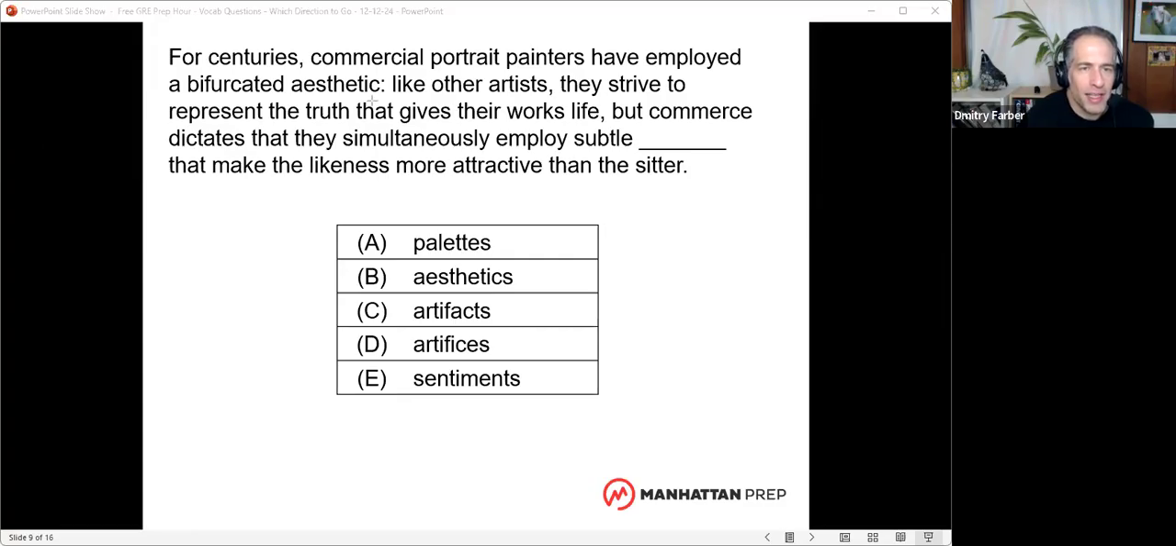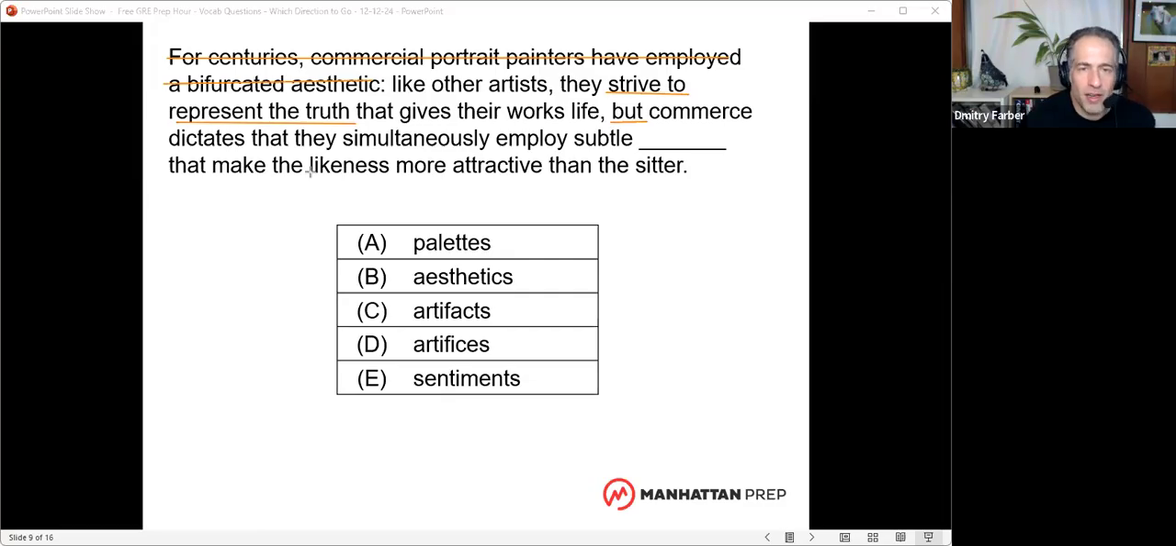Even if I hadn't, let's say I hadn't even read this part, right? Let's say this part weren't even here. If it just said, like other artists, portrait painters strive to represent the truth, but, we'd say, okay, somehow they're failing to, or there's some other thing going on other than trying to represent the truth. But commerce dictates that they simultaneously employ a subtle blank that make the likeness more attractive than the sitter. That's interesting.